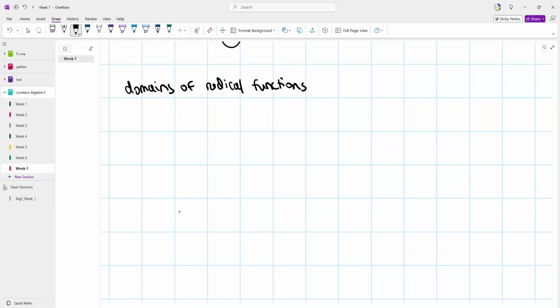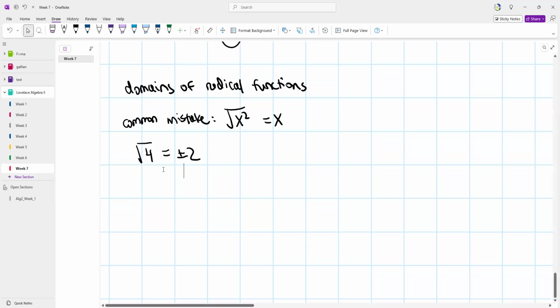One common mistake that people tend to make is saying that the square root of x squared is equal to x. We can see that this is not true. One of the first things people assume is that the square root of some number is equal to plus or minus. Like square root of 4 is equal to plus or minus 2, meaning there are two solutions to the square root of 4.